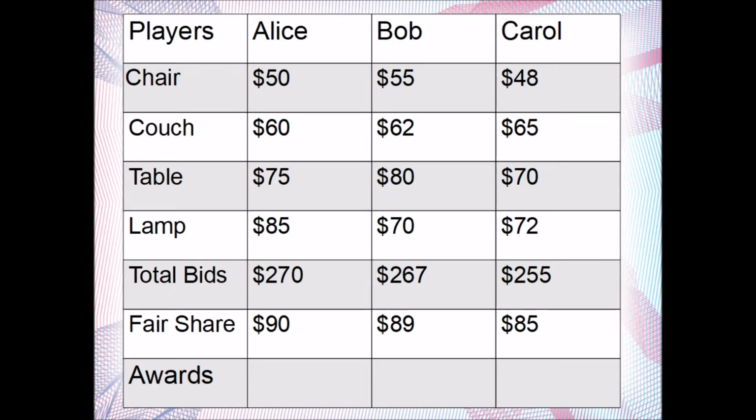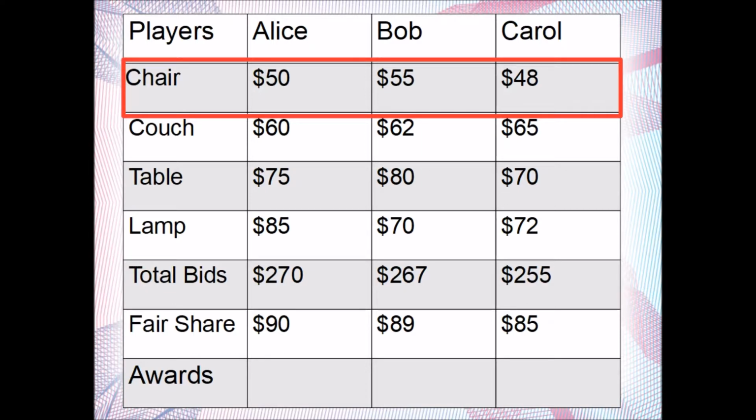So far, everything that we've done should be pretty familiar. We've done all this before. Now comes the new part. This next row is entitled Awards. So let's imagine that this is an auction. After all, everyone bid on an item. Generally, in an auction, the player that wins the item is the player that bid highest on it, and that is the case here. So let's look at the chair.